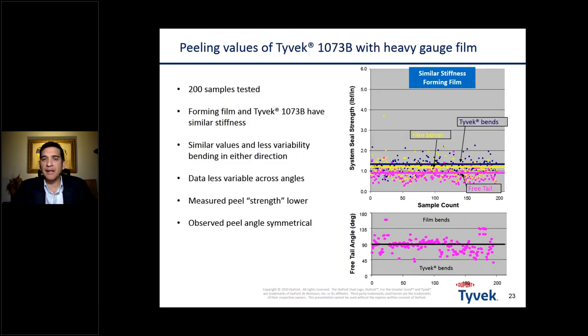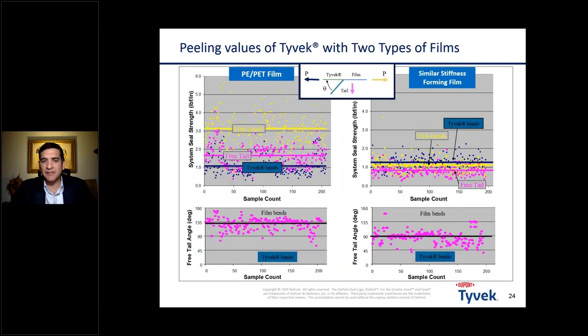Correct. It's not that you have three different recommended methods, right? One would be 180. The other one is free tail. And then the other one is, you can do whatever you want, but you have to quantify.